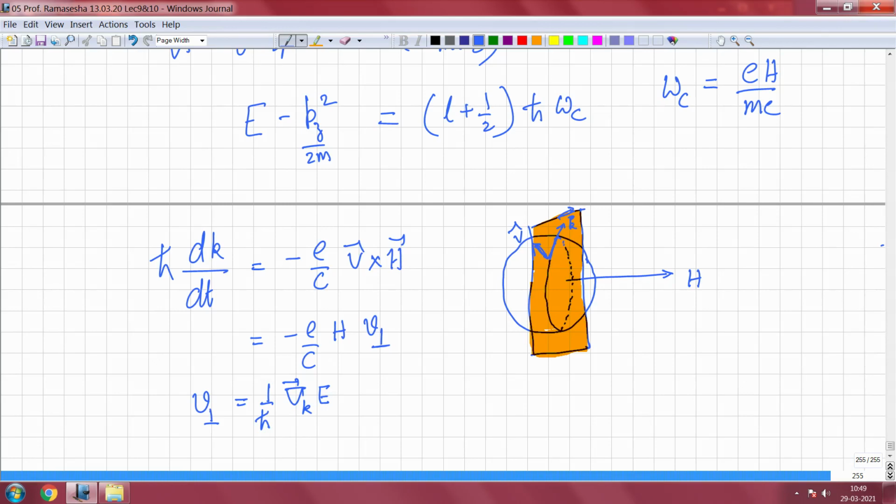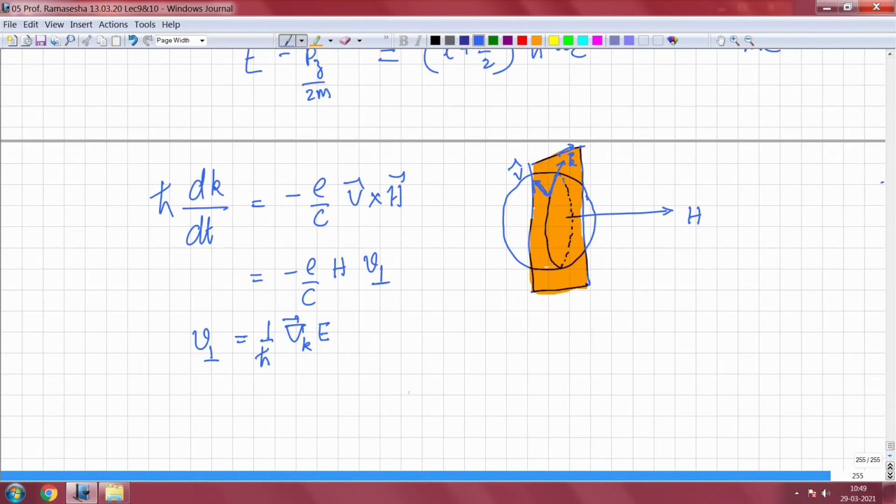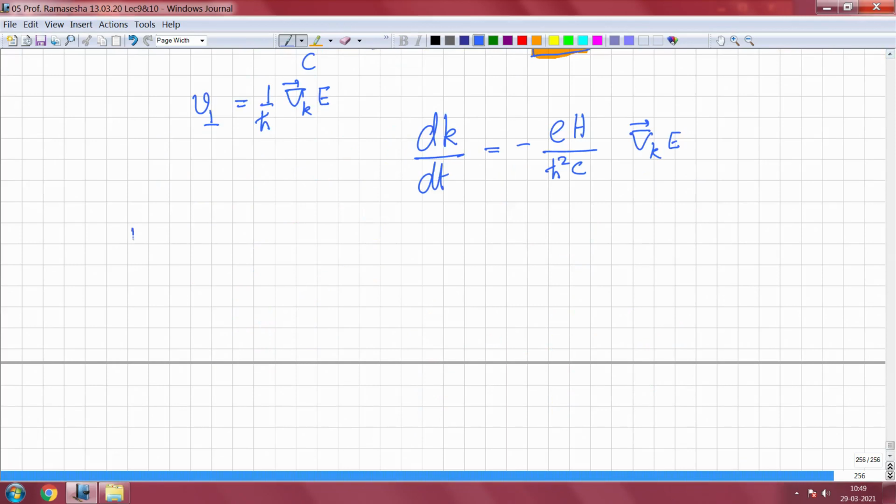So, it is going to give me V perpendicular, and hence I can write down dk by dt is equal to minus eH by h cross squared c times grad k E. So, actually grad k E is the group velocity. So, we know that V perpendicular is actually the group velocity, and I have got it as a gradient of the energy.